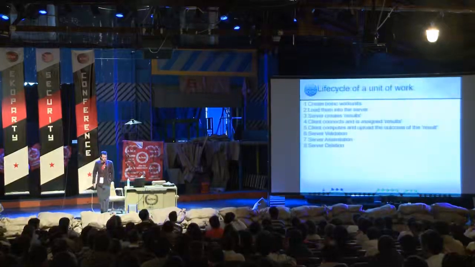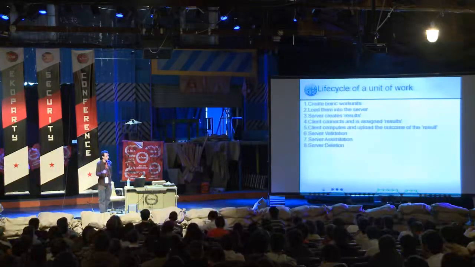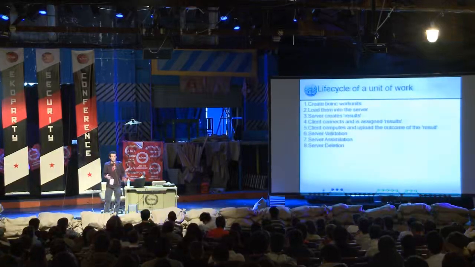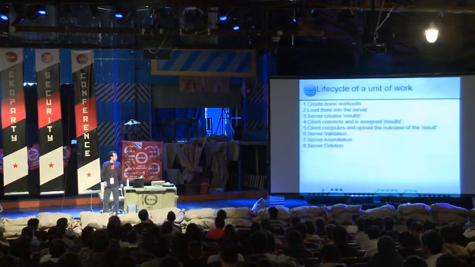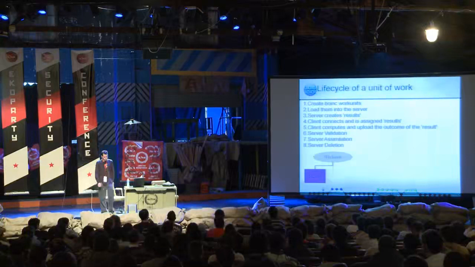So the last thing I need to explain before we get into the examples is this life cycle of a unit of work. It can be a little bit confusing, and the terminology is very specific. So you're going to create these BOINC work units. That's each file that you want to fuzz. And you're going to load them into the server. And from that, the server is going to create what's called a result. The client is going to connect to the server and be assigned a result.